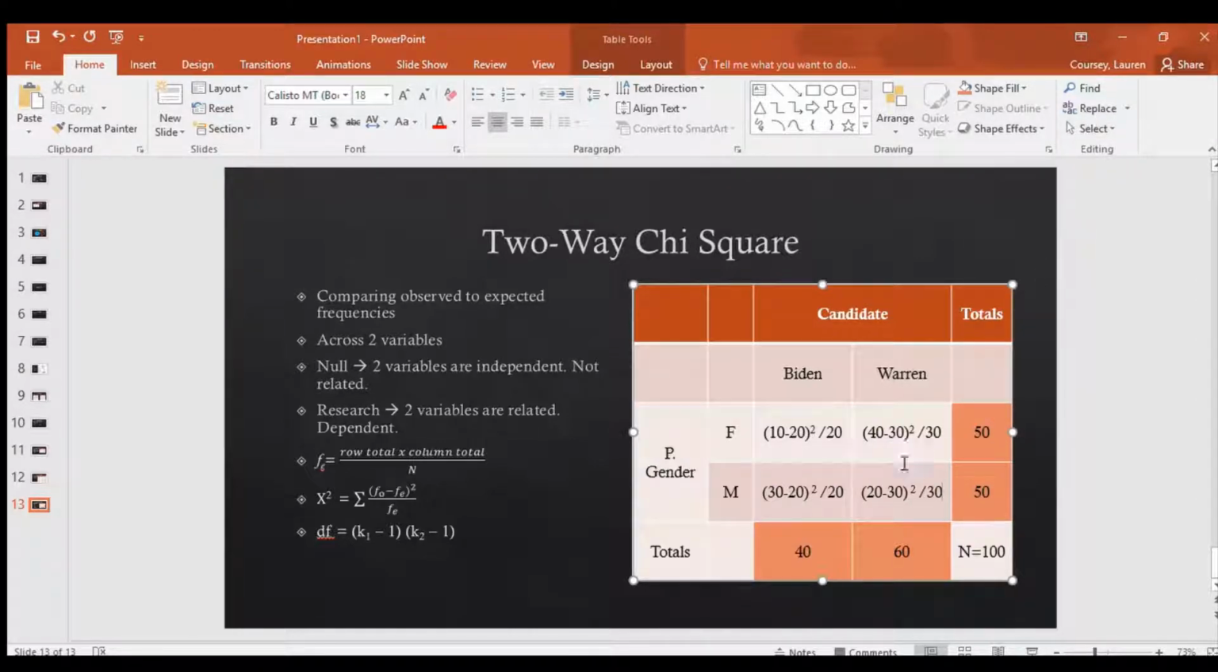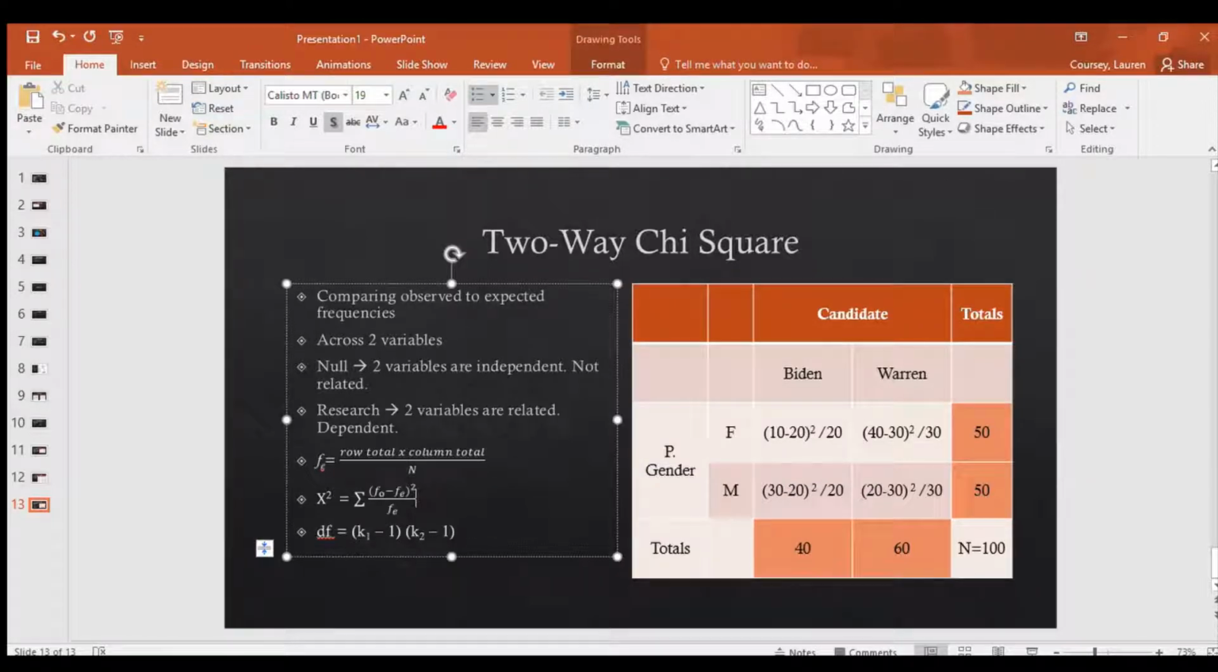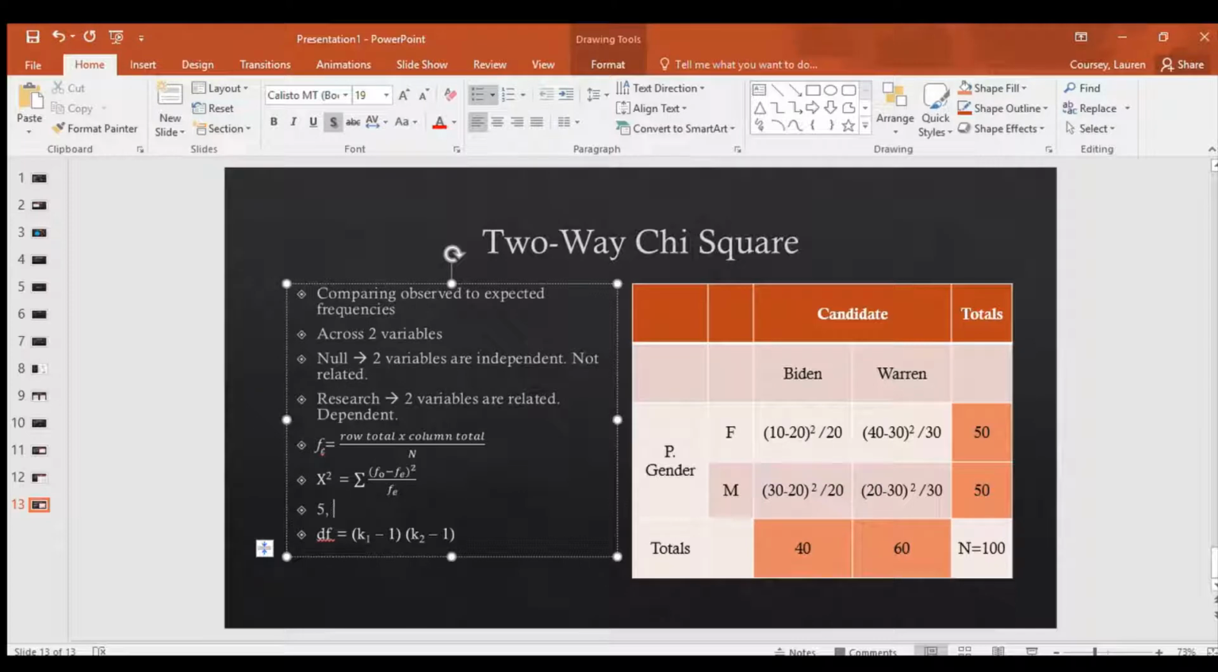So for each one of these cells, I've taken the observed frequency. I'm subtracting the expected frequencies to get a deviation score. I'm squaring that deviation score, and then we're dividing by the expected frequencies in each cell. And so that would give me 4 values if we calculated that out. So let's take 10 minus 20 squared divided by 20. So for our first cell, we get a score of 5.